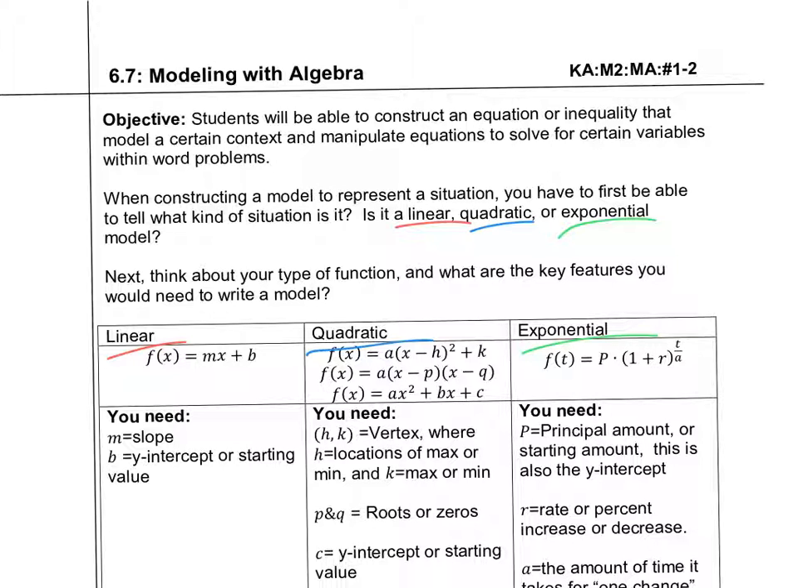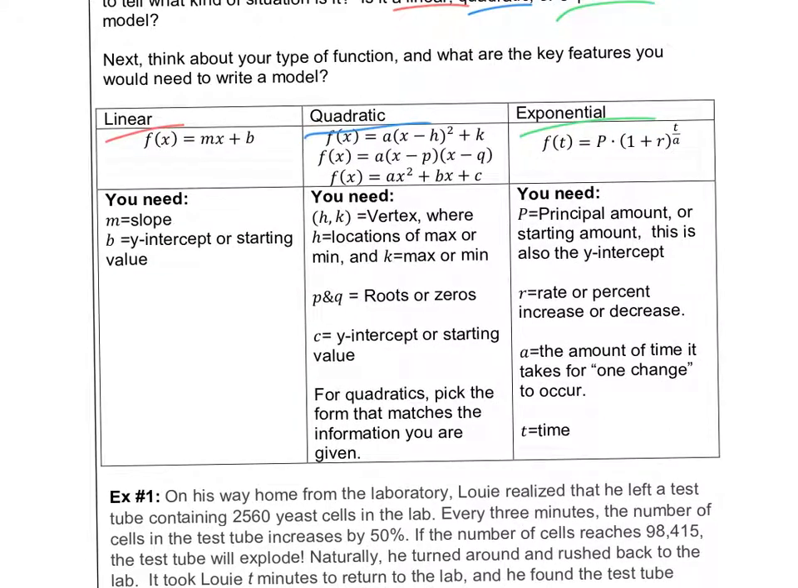And now when we see a word problem, we have to first determine which one of these scenarios it is. And there are some key words that we're going to look for in the word problem itself to find out which one it is. So next, think about your type of function and what the key features you would need to write a model. So we have all these different types. If it's a linear, we're going to need some type of slope or rate, some type of rate of change, and then a y-intercept or a starting value.